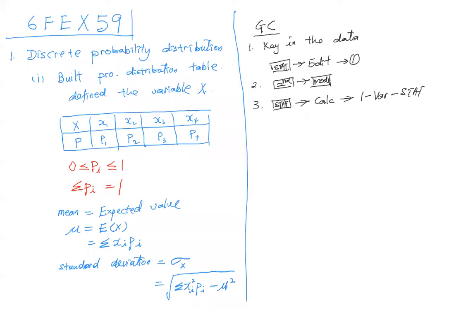So that is all about this question. You must know what is expected value, then how to count profit and so on. Okay, can? So now I want to talk about 7E.